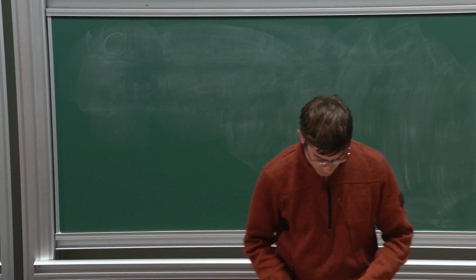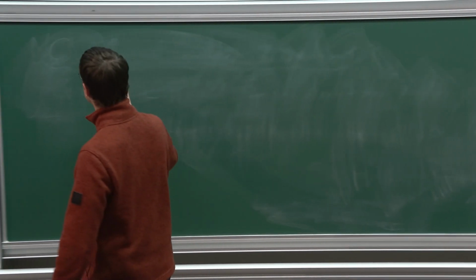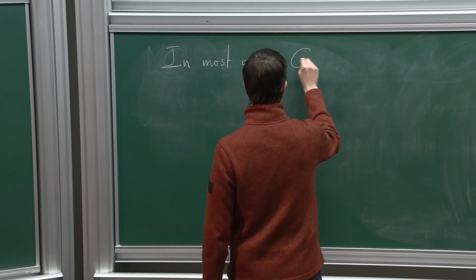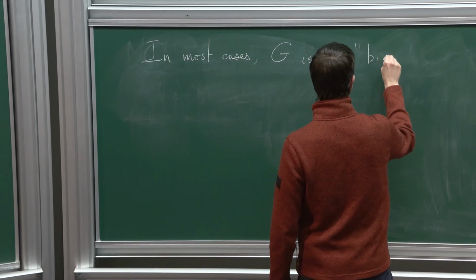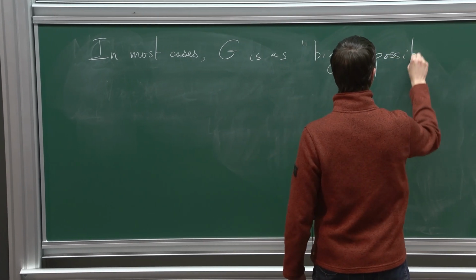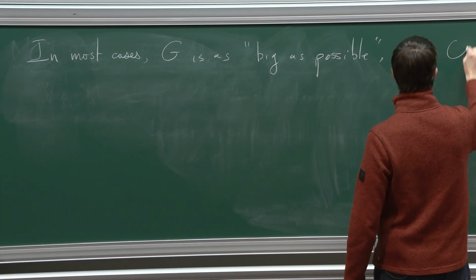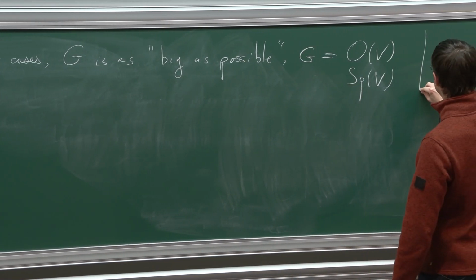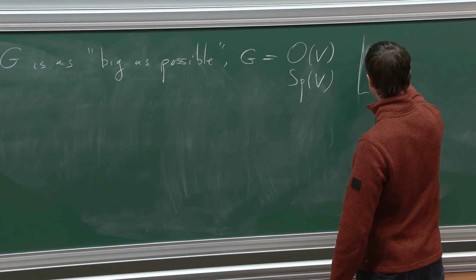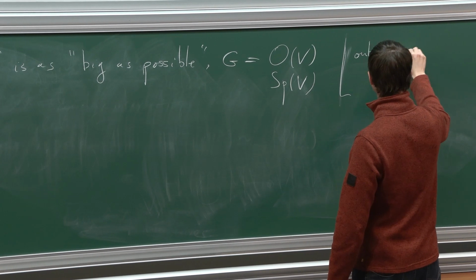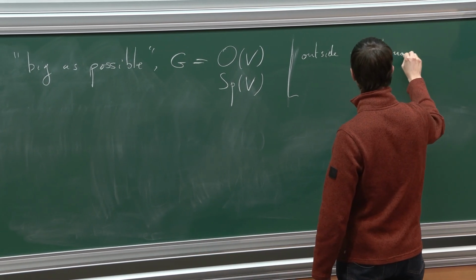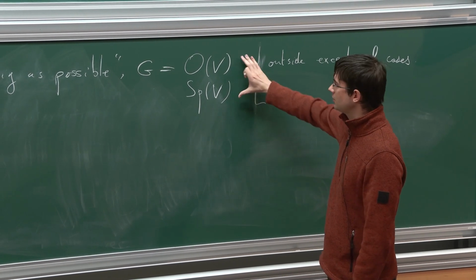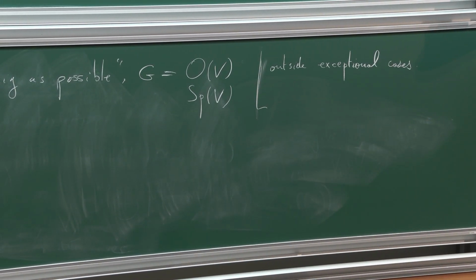And then there is a general result that Hülya already mentioned yesterday, the result of Deligne. We say that in most cases the monodromy is as big as possible. I mean, G is equal to the full orthogonal or the full symplectic group, outside exceptional cases. Today I will forget about exceptional cases, and I will just assume that this is true. We consider the case where the monodromy is as big as possible.